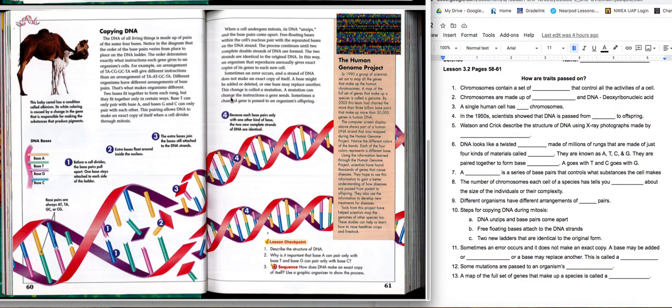A mutation can change the instructions a gene sends. Sometimes a changed gene is passed on to an organism's offspring. So that's number 12, guys. So sometimes a mutation goes wrong and a human being gets this, we might think of it as a disease. It's a mutation. They have an example of it here, guys.